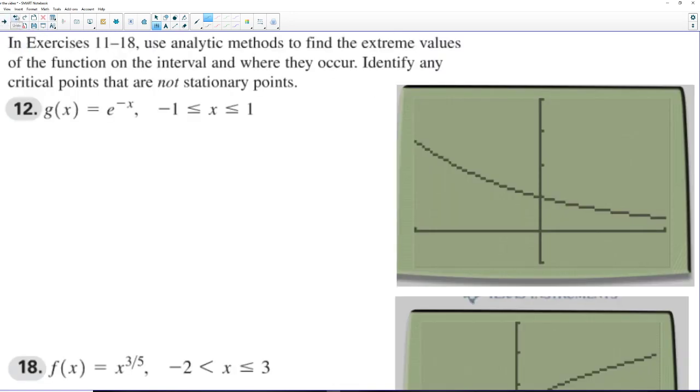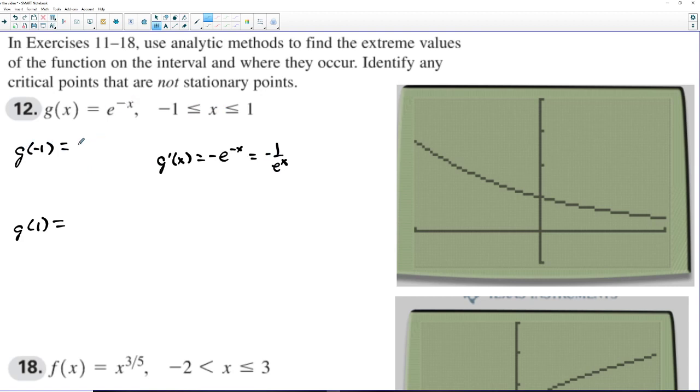Exercises 11 through 18: use analytical methods to find the extreme values of the function on the interval and where they occur. Identify any critical points that are not stationary points. We don't cover that. So we have endpoints here. So we'll need g of -1 and we'll need g of 1. And then we'll try to find any points in between that could be a critical point, which is a minimum or a maximum. g prime of x is equal to -e to the negative x, which is -1 over e to the x. Now we're concerned where the first derivative is either 0 or undefined, and this function cannot be 0 and it cannot be undefined. So there's no internal points that we need to check.